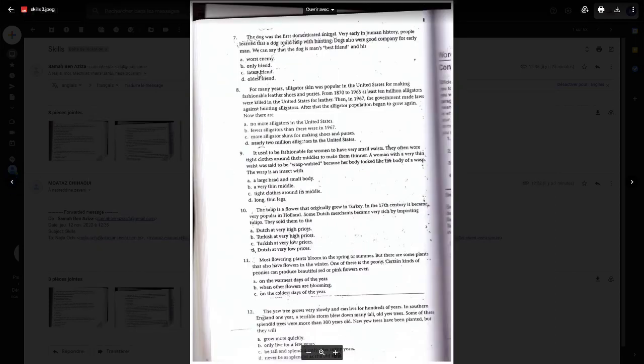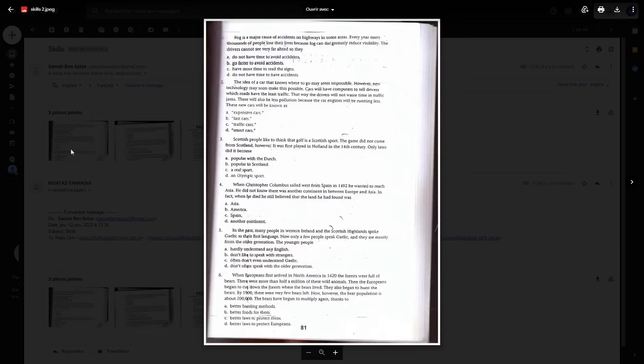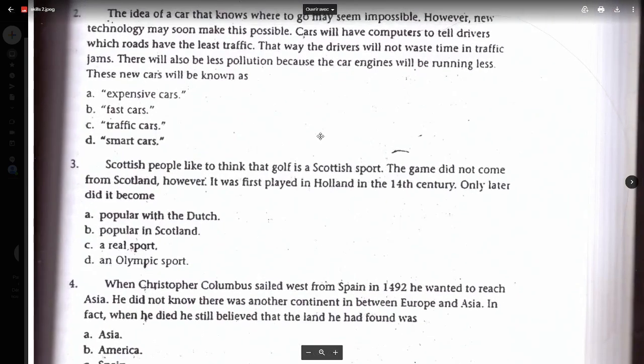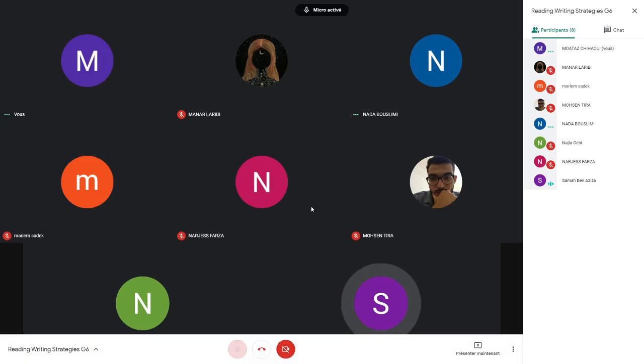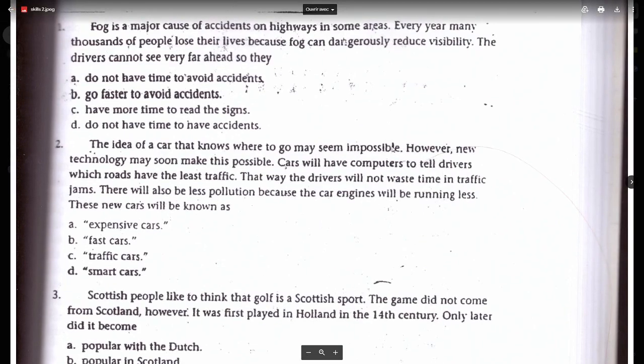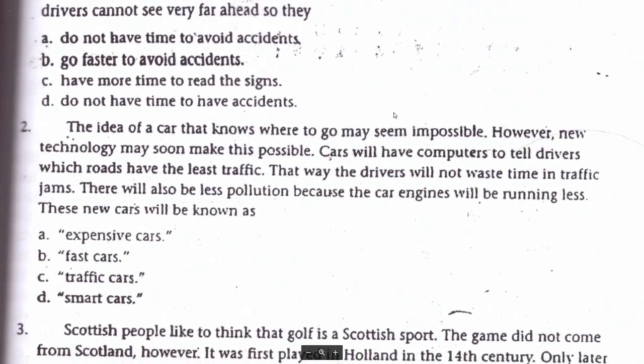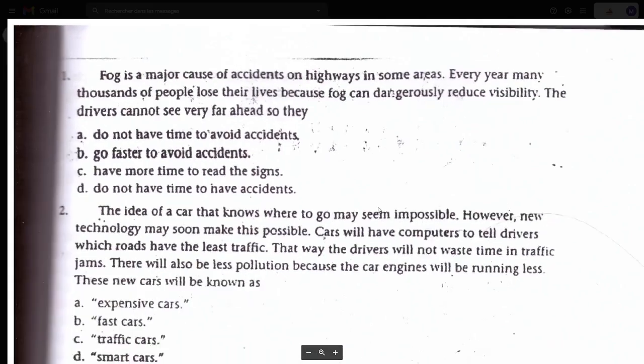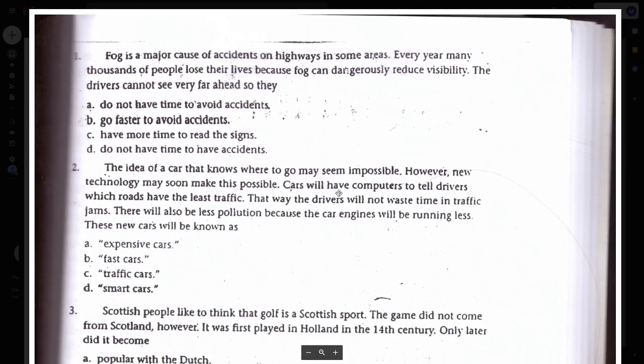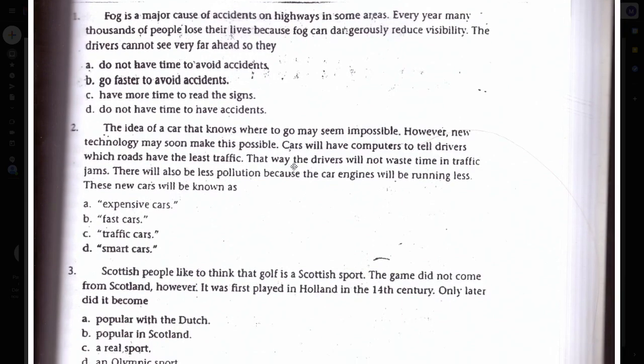Fog is a major cause of accidents on highways in some areas. Every year, many thousands of people lose their lives. And you finished one. Did you see it? Choose the best alternative. It's A. Do not have time to avoid accidents.